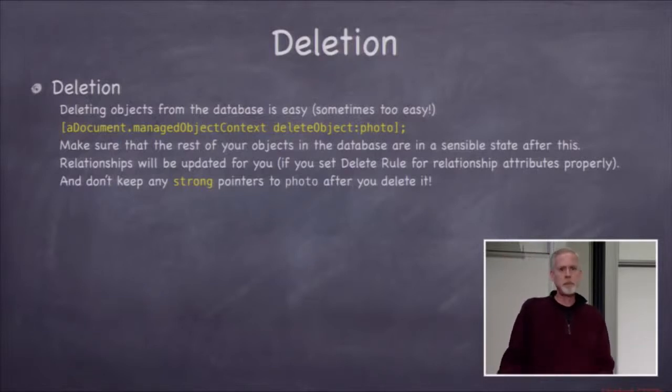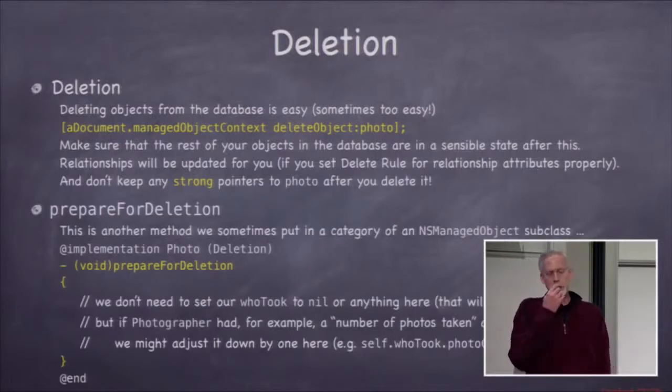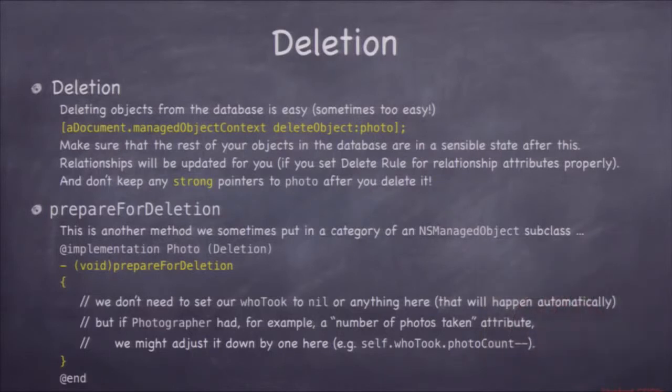Okay. One other thing about deletion that's kind of cool. Core Data will send the message prepare for deletion to all objects when you send delete object. So if I say delete object photo, that photo will be sent prepare for deletion, if it implements it. And the cool thing is you can put this prepare for deletion in a category, so you can add the prepare for deletion method to photo or photographer in a category.